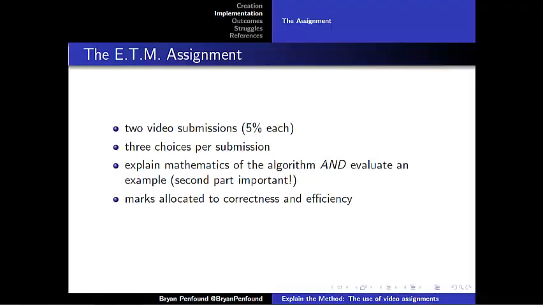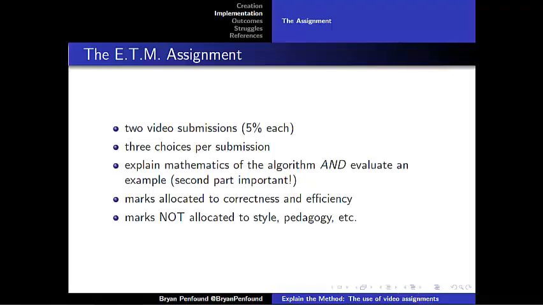I allocated the marks of the assignment to 3 places in particular. The first one to clarity, how well they can explain the mathematics behind the algorithm. The second part to correctness, were they correct in their explanation and the evaluation of the example that went with their algorithm. And the last part was efficiency. Did they explain the algorithm well, or were they bouncing around or using several unnecessary examples?